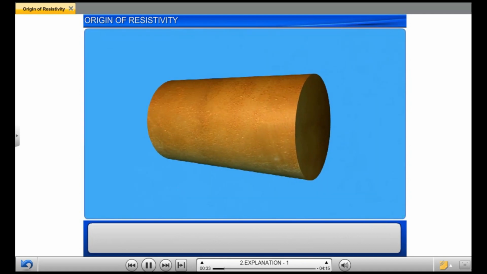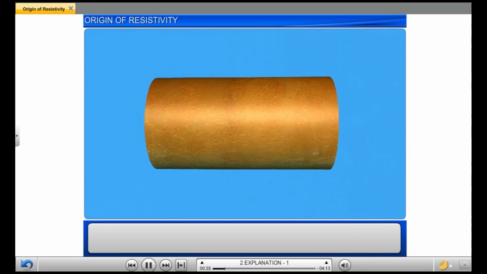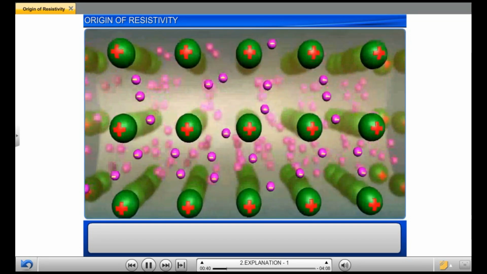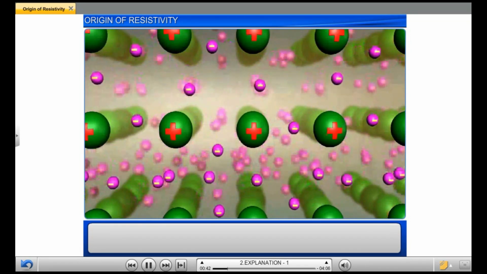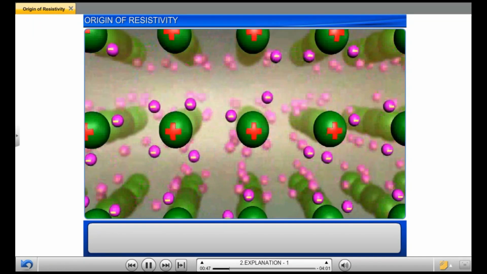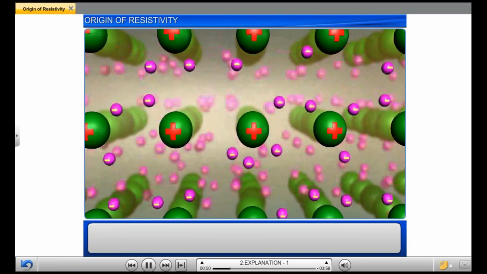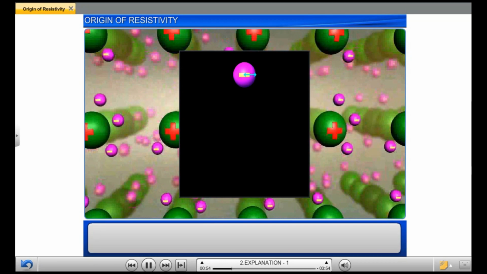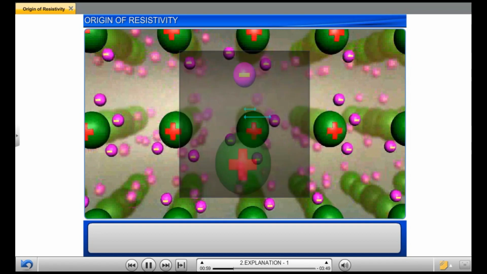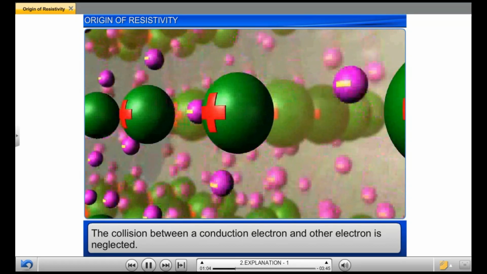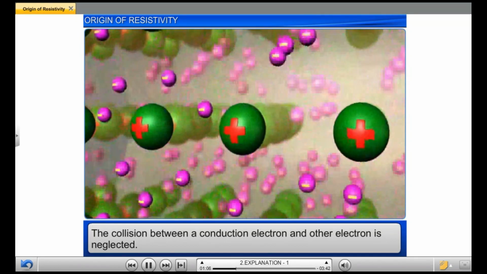Let us consider a conductor that is not connected to any battery or to a cell. Hence, there isn't any electric field. The free electrons move at random, collide among themselves and with the ions in the lattice. The radius of an electron is very small as compared to that of an atom. Hence, the collisions between conduction electrons and other electrons are neglected.